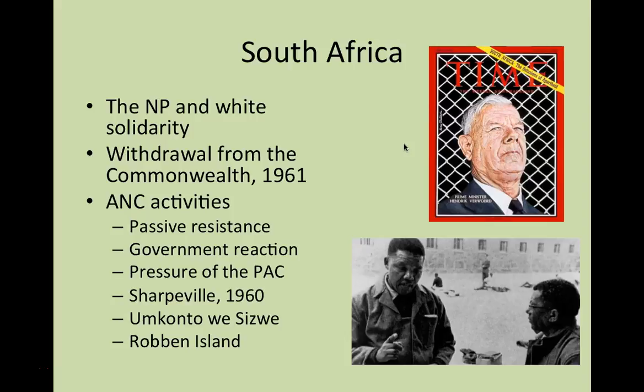Now, the initial strategy of the ANC leaders, starting in the late 1940s with the emergence of young men at the head of the movement. Two of them are pictured here. On the left we have Nelson Mandela, on the right we have Walter Sisulu. The other major leader of the ANC was Oliver Tambo, who had been the law partner in practice with Nelson Mandela. All of these men were Xhosa in ethnicity.